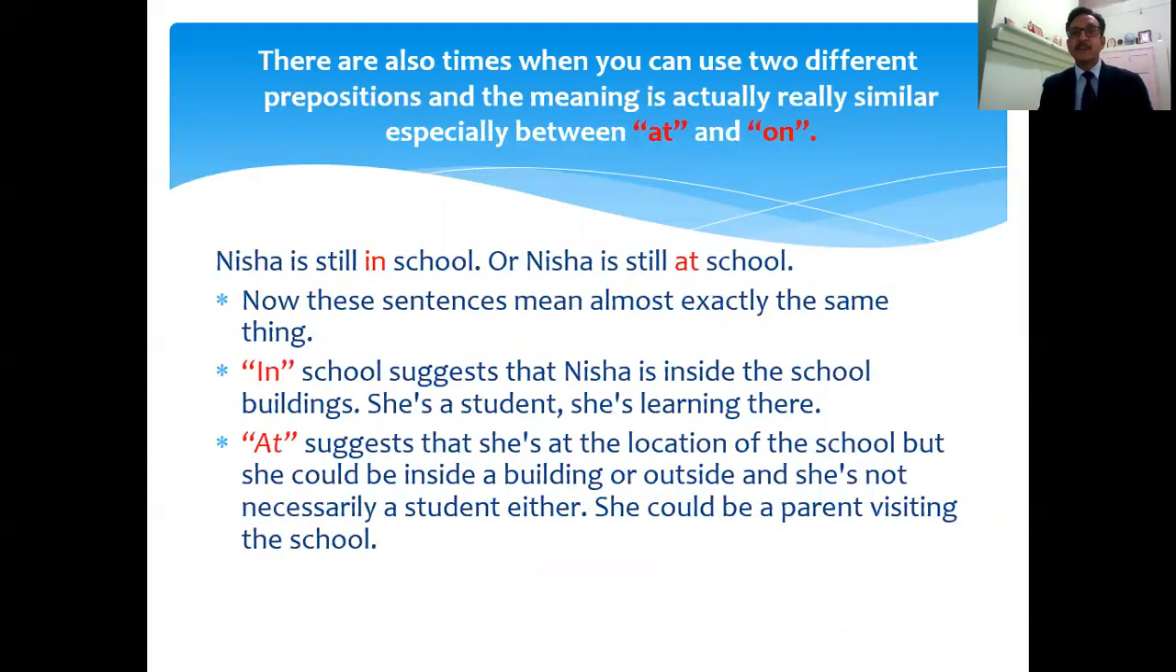There are also times when you can use two different prepositions and the meaning is actually really similar, especially between at and in. Nisha is still in school or Nisha is still at school. What is the difference? Now these sentences mean almost exactly the same thing. In school suggests that Nisha is inside the school building. She is a student. She is learning there. At suggests that she is at the location of the school, but she could be inside the building or outside. She is not necessarily a student either. She could be a parent visiting the school or a visitor. So that is the difference.